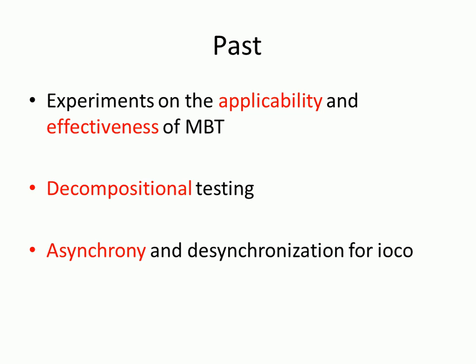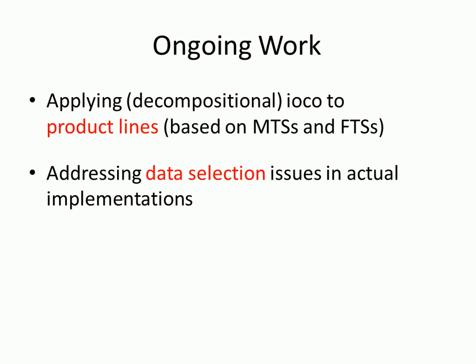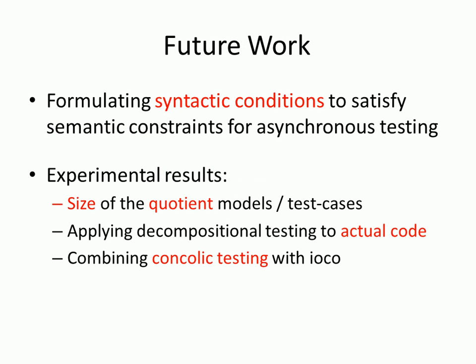We also looked at two theoretical problems, namely decompositional testing that I could not present here due to time, and also the problem of asynchrony and how we can make sure that asynchronous communication does not obscure our view of test cases and the results. We are now working on testing product lines, so how can we factor out test cases for variants of a product line and only focus on differences among these products. Data selection is a very important problem that is not yet properly solved, and we are looking into that. And of course, we want to apply this into practice.